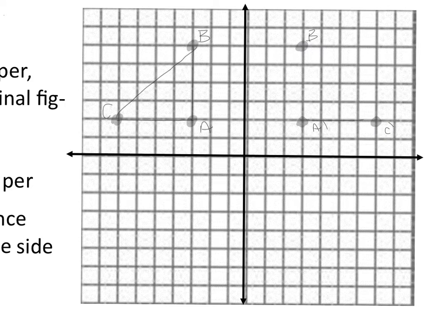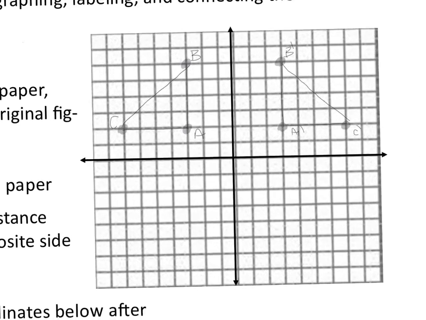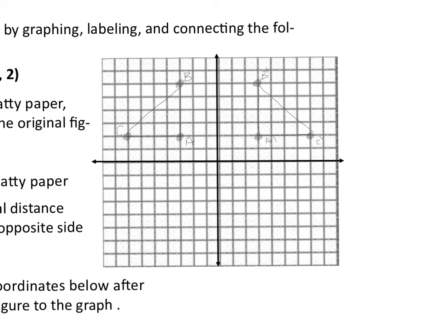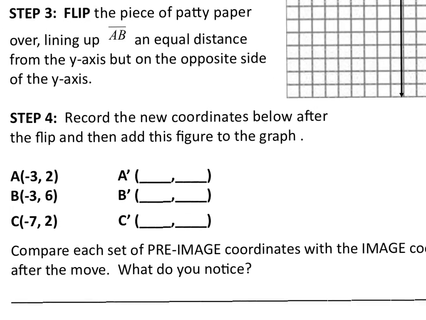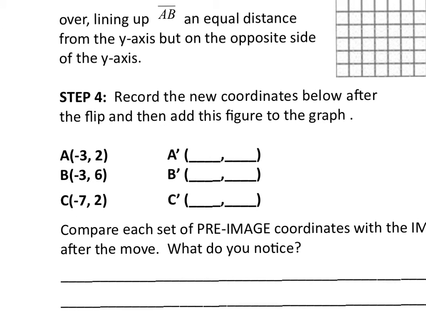And then we use our straight edge to create our triangle for our reflection. And I'm sure yours looks a lot prettier because you used the straight edge. Now we are asked to go ahead and record the new coordinates. So -3, 2 is where A was. Hopefully you can see that A prime is at 3, 2. And B was at -3, 6. B prime is at 3, 6. C was at -7, 2. So C prime is at 7, 2. What do you notice? The X coordinate's now positive.